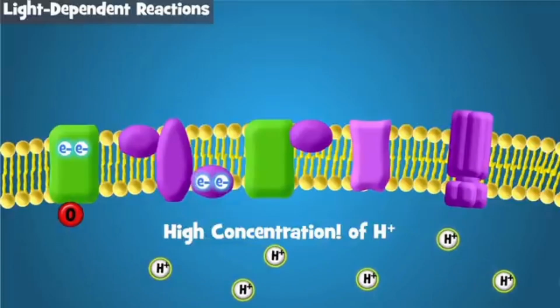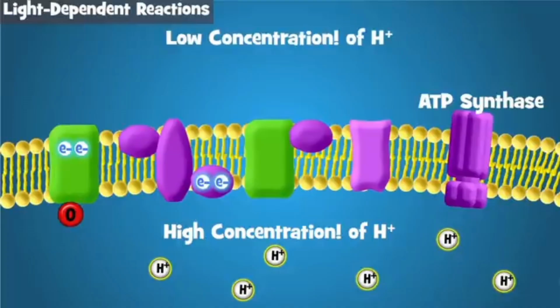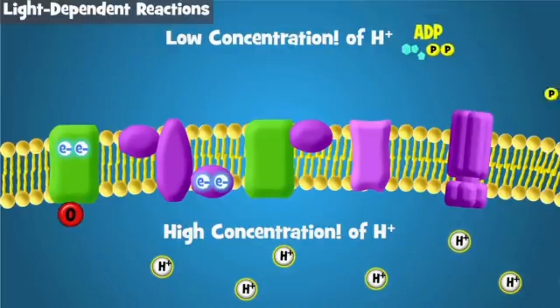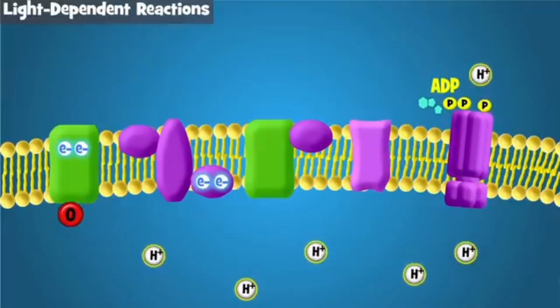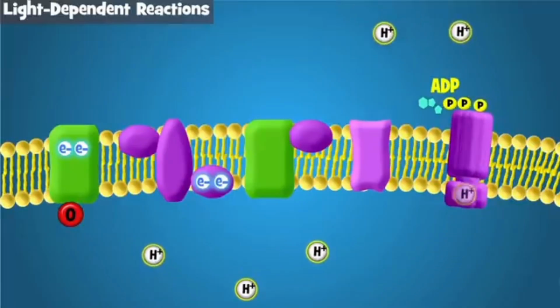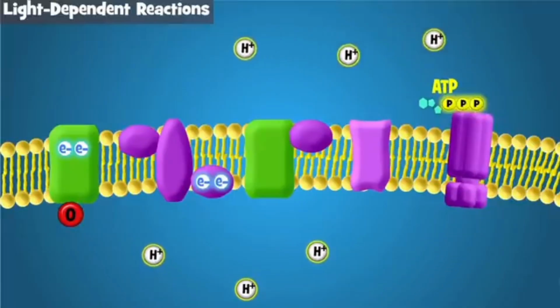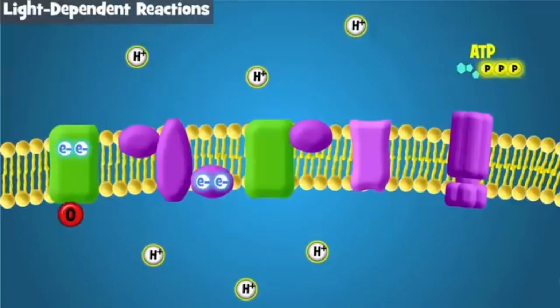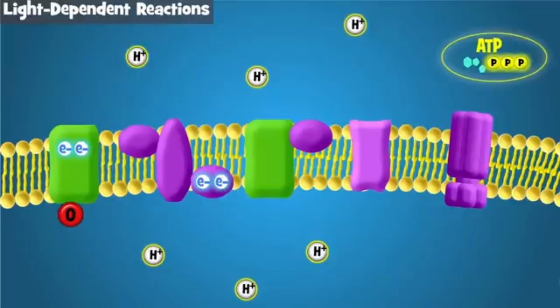These ions would be trapped inside the thylakoid, but a special enzyme called ATP synthase allows them to passively diffuse from high to low concentration. This flow of hydrogen ions through ATP synthase causes ATP synthase to spin and produce ATP, similar to how water flowing through a turbine produces power at a hydroelectric dam. This ATP is a key product of the light-dependent reactions.